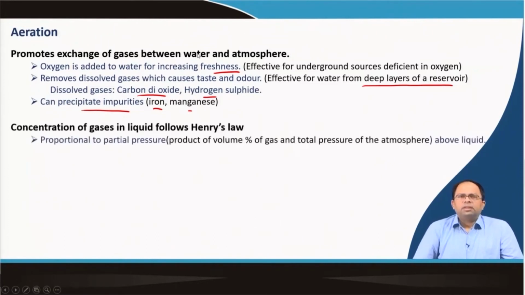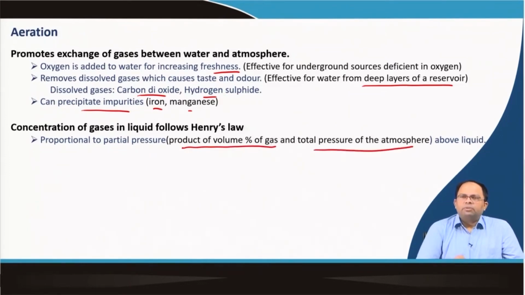The concentration of gases in liquid follows Henry's law, which says that the concentration of a gas is proportional to the partial pressure above the liquid. Now, what does partial pressure mean? It is the product of the volume percent of the gas and the total pressure of the atmosphere. This is the principle used in the process of aeration.